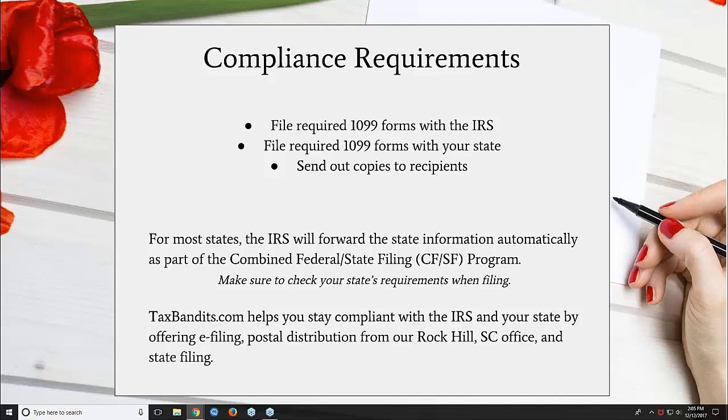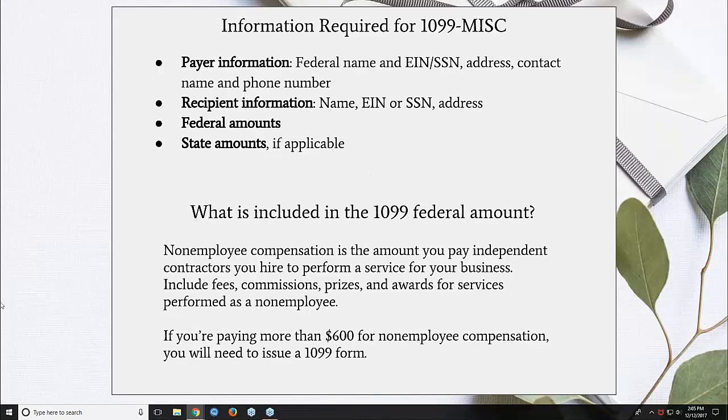I'll go ahead and take a moment now and hand it over to Lauren, who'll dive in a little bit deeper into the 1099 filing process. Lauren? Thanks, Jarissel. So when you're filing the 1099 form, you will need to have the following information.